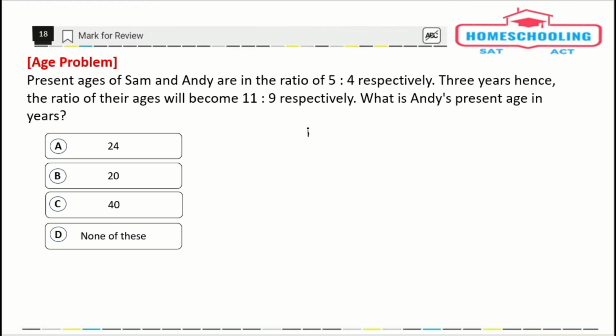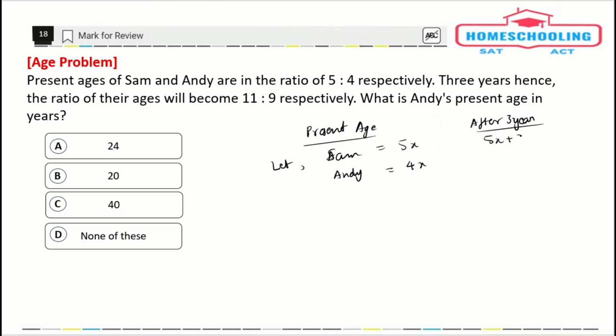So let the present age of Sam be 5x, and Andy 4x, because Sam and Andy, their age is in ratio of 5 is to 4. So after 3 years, what will be the Sam age? So that would be 5x plus 3.